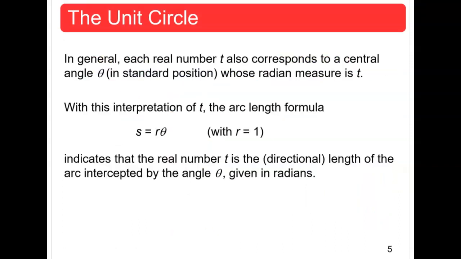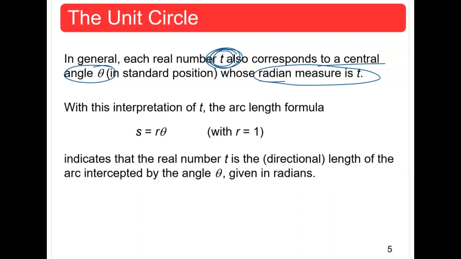In general, each real number t, remember that was the length of that little portion of the circumference, the arc length, also corresponds to the central angle. A central angle is an angle whose vertex is at the center of the circle. And the central angle is labeled with the Greek letter theta. And it is in standard position, and the radian measure is equal to the arc length.